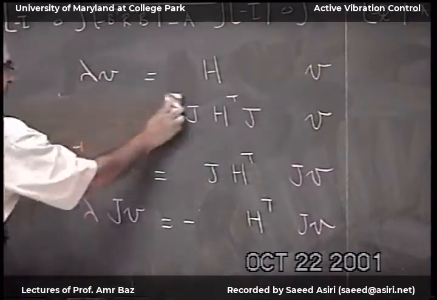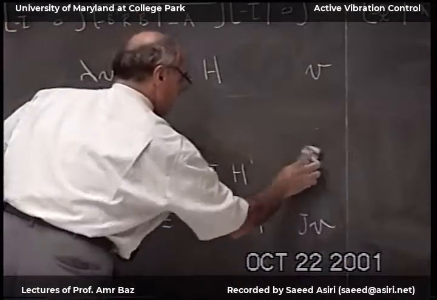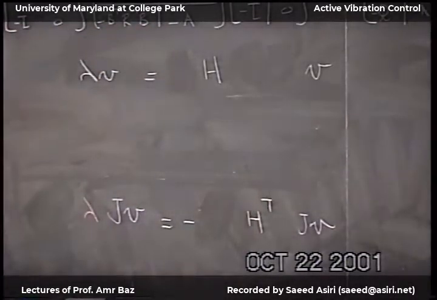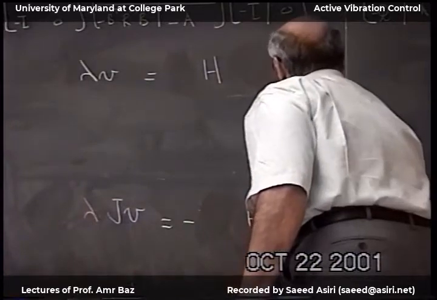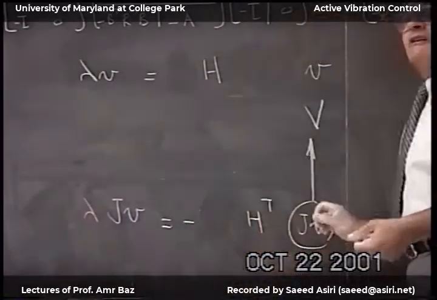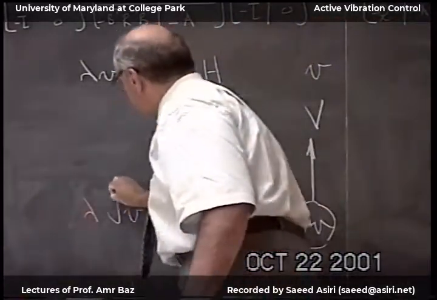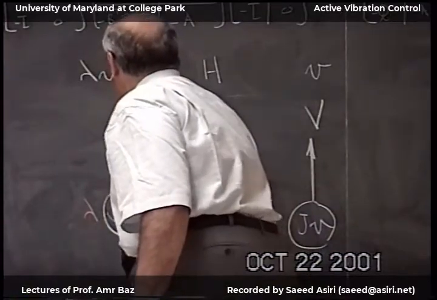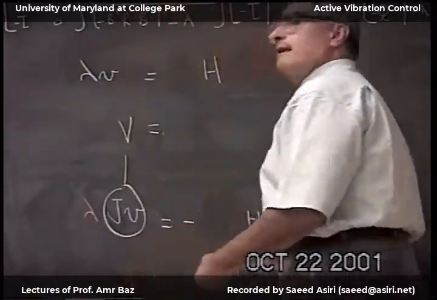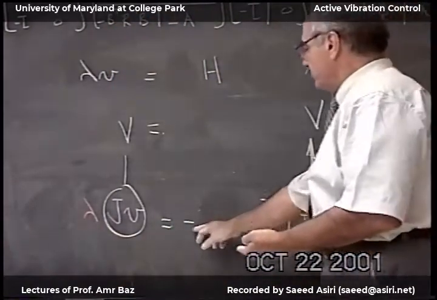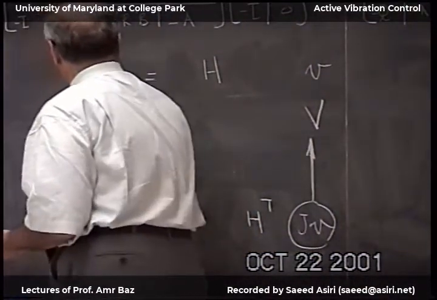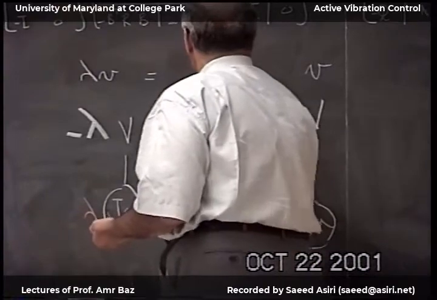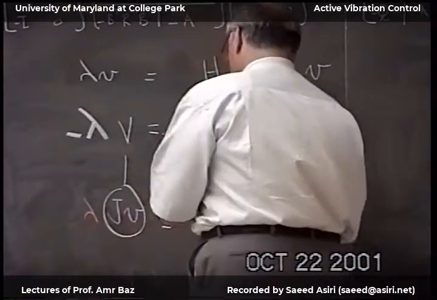And then I'll take this line. And I'll take this line. I'm going to call this cap V, and then this cap V. And then I'm going to take this minus here, H transpose.